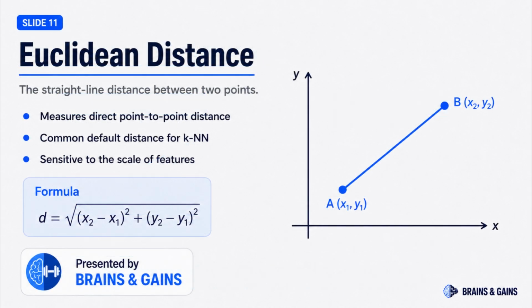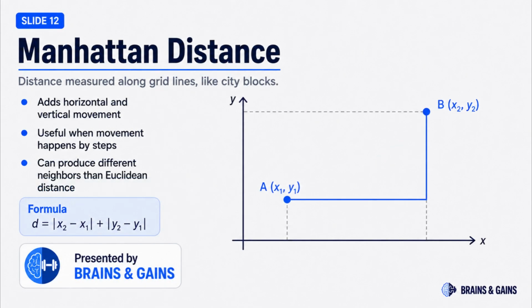Euclidean distance measures the direct straight-line distance between 2 points. It's one of the most common distance measures used with KNN, especially when numerical features are properly scaled. Manhattan distance measures how far apart 2 points are by adding the absolute differences across each feature. Think of moving through city blocks instead of traveling in one straight line.